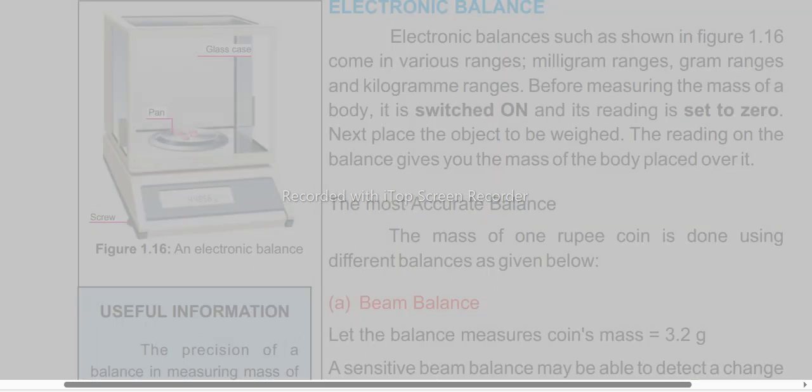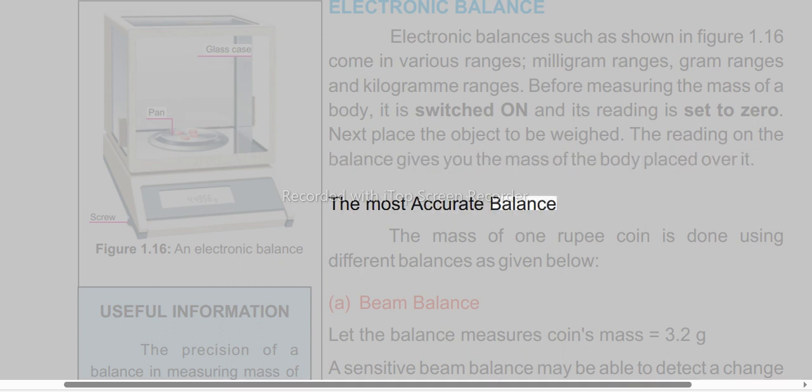Electronic balance. Electronic balances such as shown in figure 1.16 come in various ranges: milligram ranges, gram ranges, and kilogram ranges. Before measuring the mass of a body, it is switched on and its reading is set to 0. Next, place the object to be weighed. The reading on the balance gives you the mass of the body placed over it.